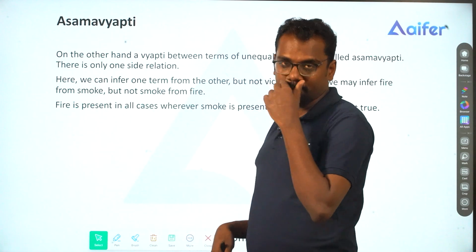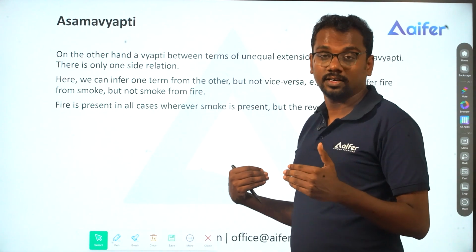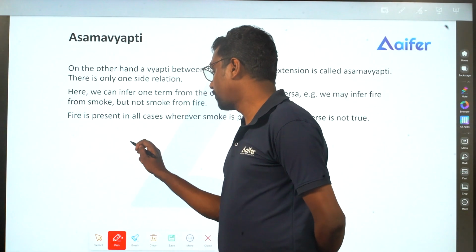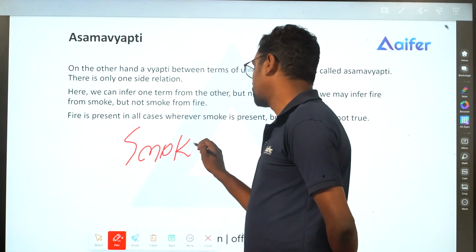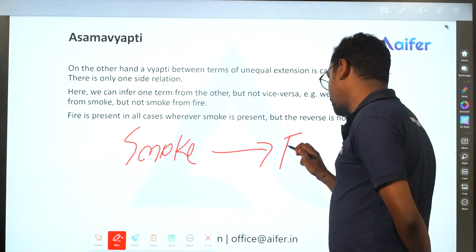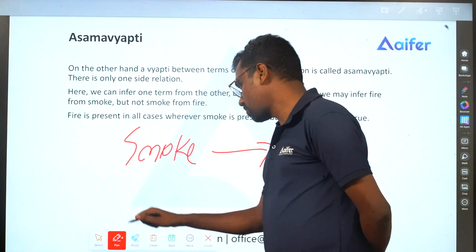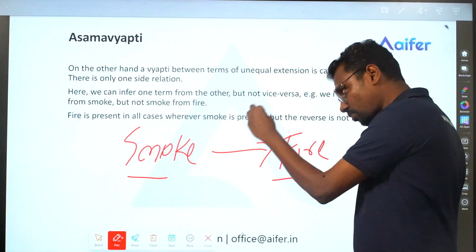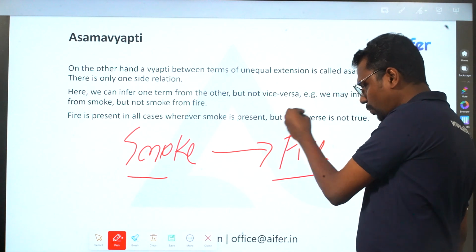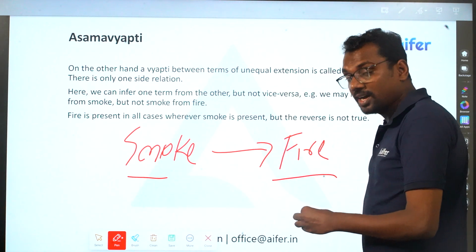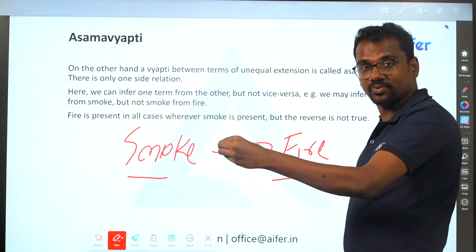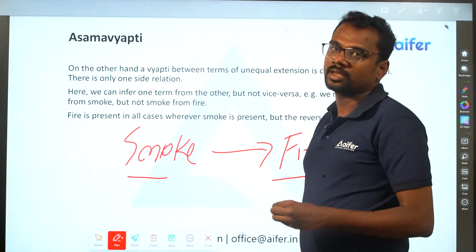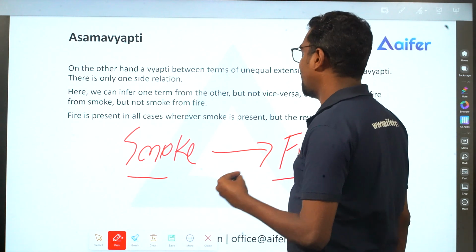Moving to Asamavyapti, the relationship is only one-sided, of unequal extension. Take the relationship between smoke and fire. From smoke we can infer there will be fire, but from fire we can't infer there will always be smoke. That is what Asamavyapti is all about.